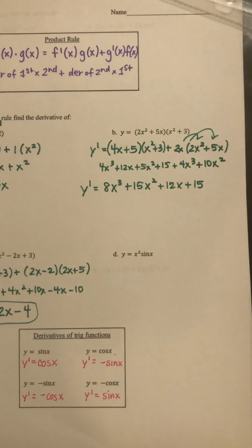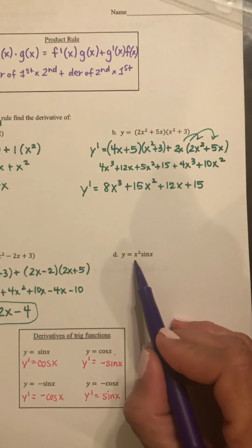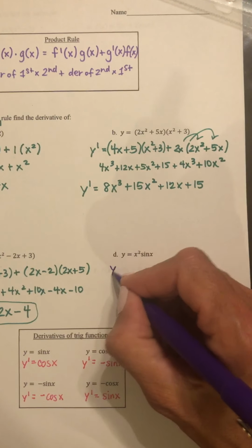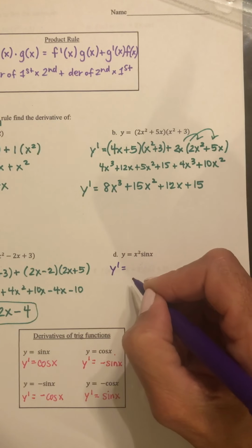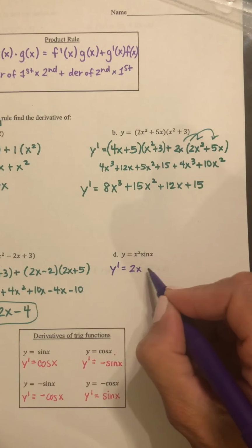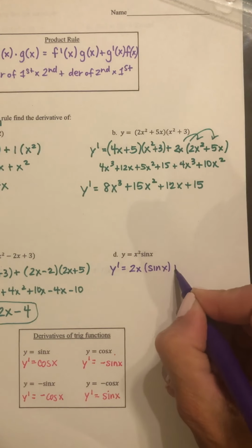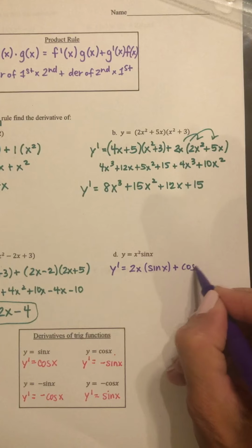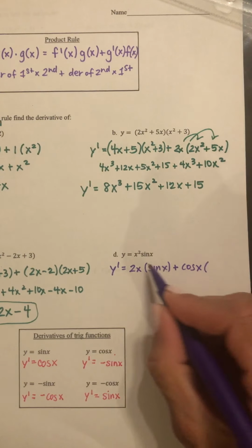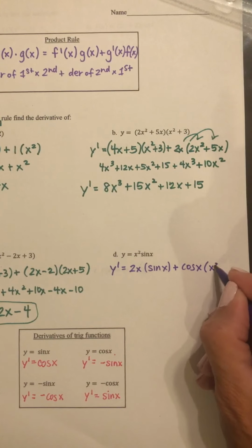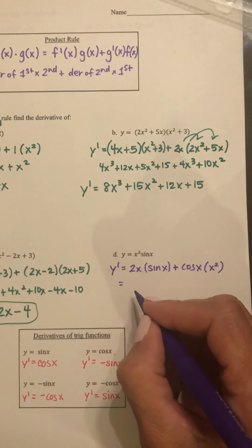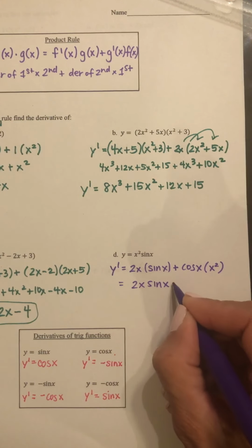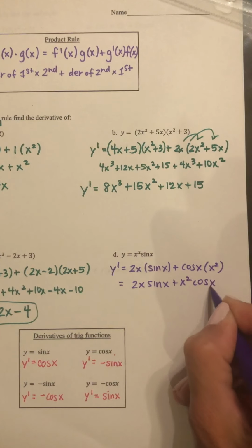All right, so letter D. We have the product rule here. X squared is your first function. Sine x is your second function. In order to do the derivative, we're going to use the product rule. Derivative of the first, 2x, times the second, plus the derivative of the second. The derivative of sine is cosine of x times your first function, x squared. All right, let's clean it up. 2x sine x plus x squared cos x, if we put it in a little bit better order.